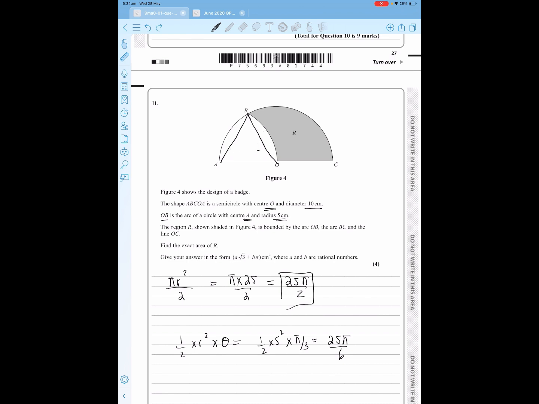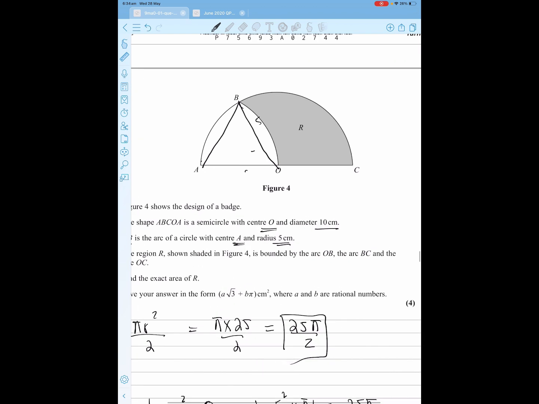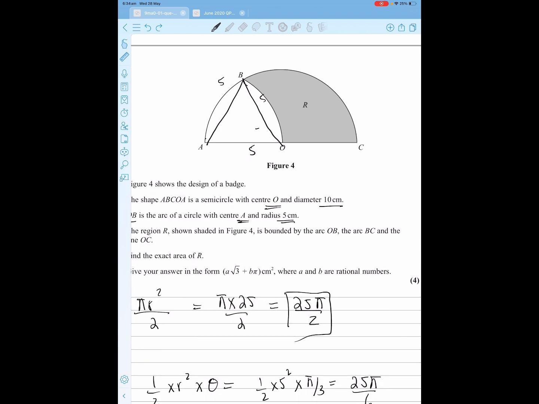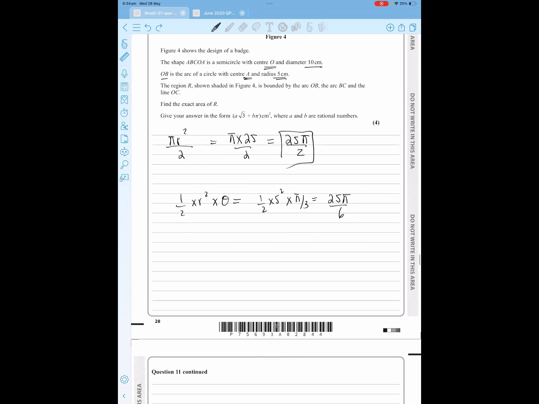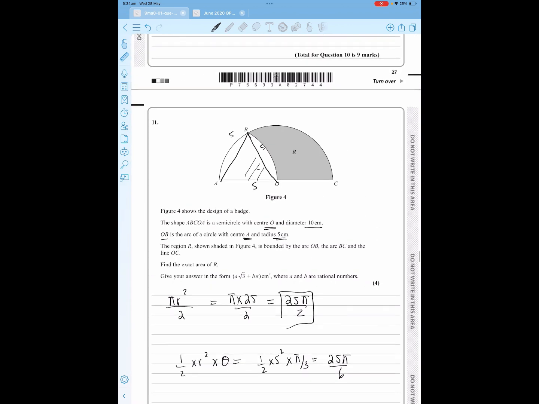Now the next step is that we still need to find this little piece here. Since these are all 5, because it's an equilateral triangle, this sector is basically the same as that sector. They're the same exact shapes because they have the same radius. So we already know that the area of both sectors will be 25 pi over 6. So this entire thing is 25 pi over 6. If we just minus the area of this triangle, we'd get the area of this piece here.